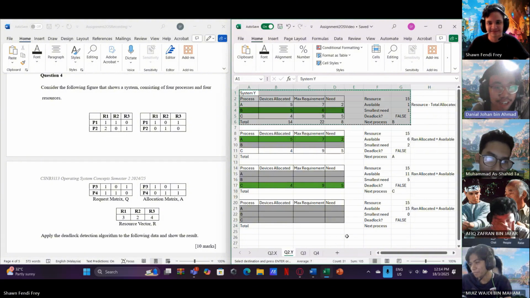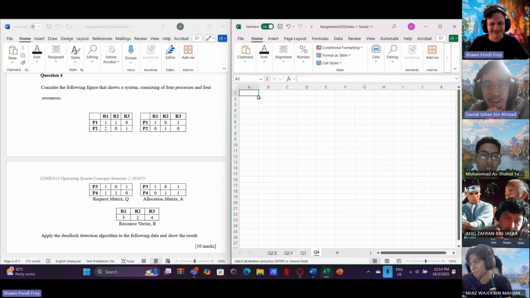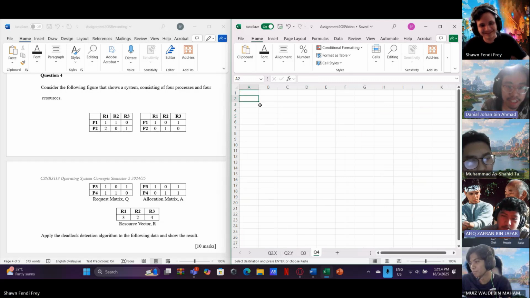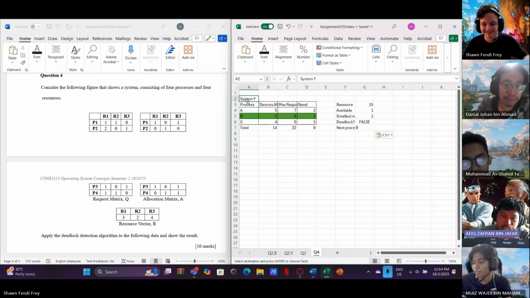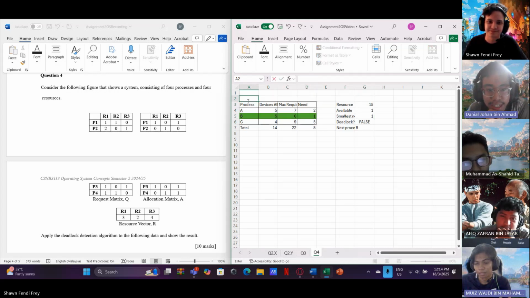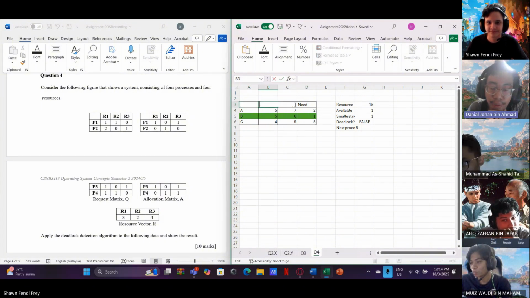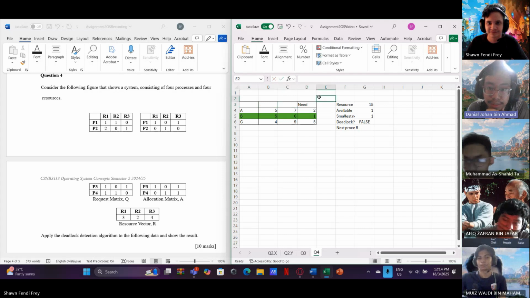Question 4. Consider the following figure that shows a system consisting of 4 processes and 4 resources. We have the request matrix Q, the allocation matrix A, and the resource vector R. So the question asks, apply the deadlock detection algorithm to the following data and show the end result.